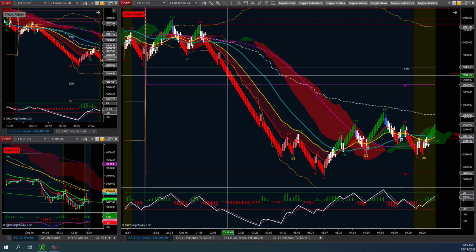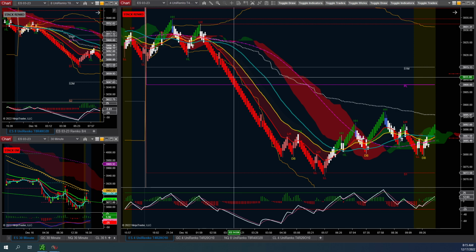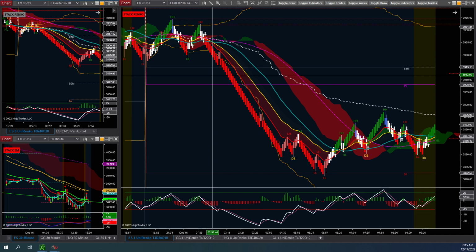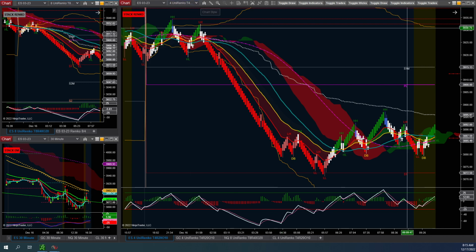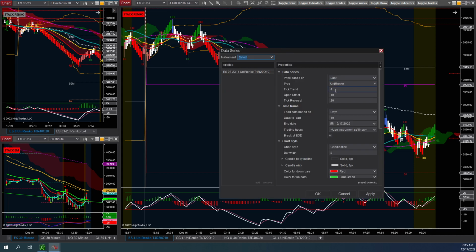So confluence, the definition of it, is when you have higher time frames or anchor charts moving in the same direction as your entry chart. My entry chart in ES is the 4. Let me open it here for you so you can look at it. 4, 10, 20. This is probably the most important one, which is the reversal.